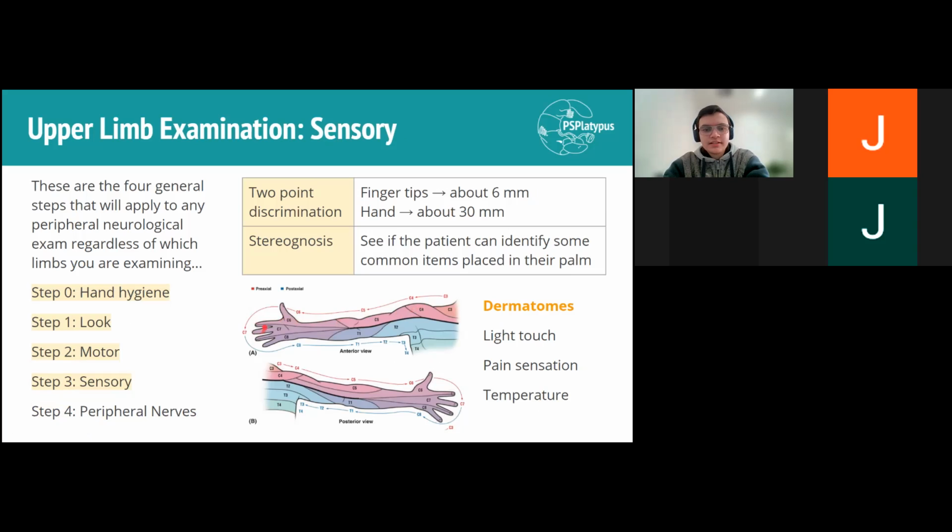The easy way to remember is that C7 is in the middle, and it's also the middle of the brachial plexus. So C7 is in the middle finger, which is also the middle of the brachial plexus, and everything goes around it. So then C7, C8, T1, T2, and so on. And then this is just the back, but really like you'd just be testing it from the front most of the time. And remember, these are associated with light touch, you got pain, and you got temperature. Everything else is usually from distal to proximal.